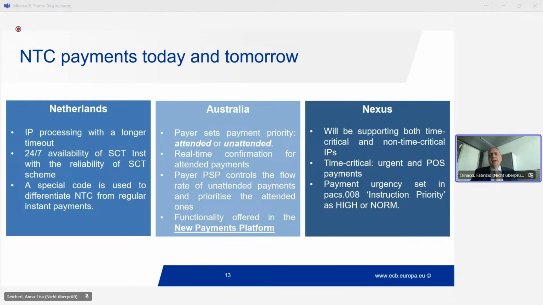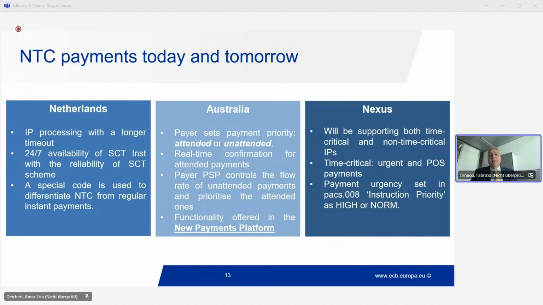In Australia, things are a little bit different. There is a conscious decision of a payer that sets a priority, and the priority can be attended or unattended. This is a way to classify in Australia. I would say that it's not necessarily the only way to do it, but I think it's also a very smart way to do it in Australia. There is, of course, the real-time confirmation for attended payments. If I am at the taxi and I am going to pay for my taxi, I want to have a real-time confirmation.